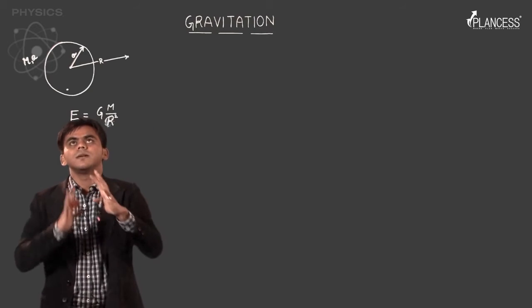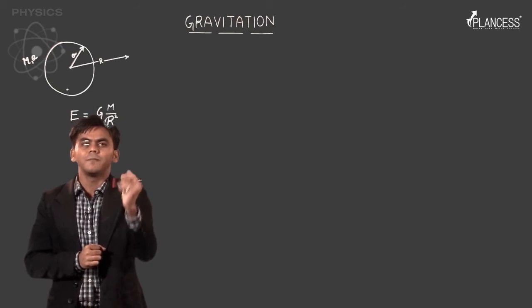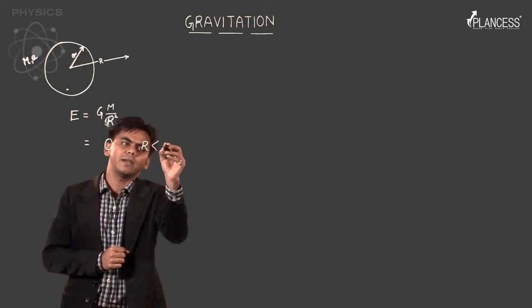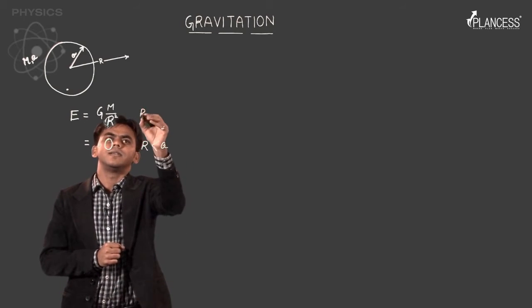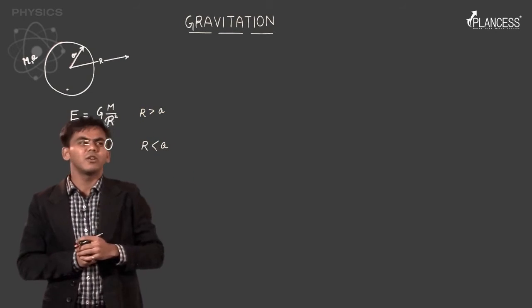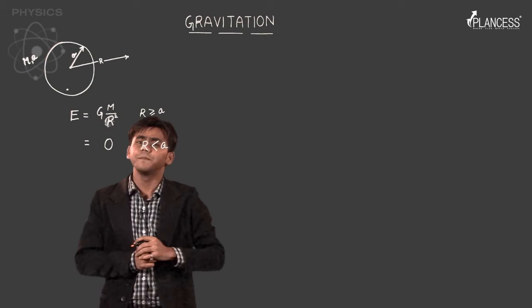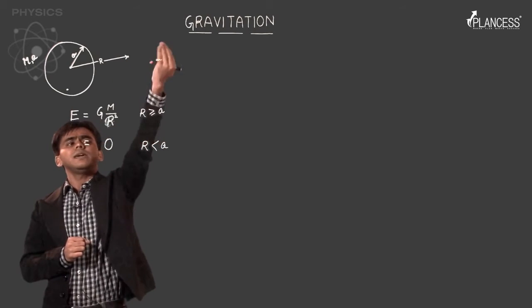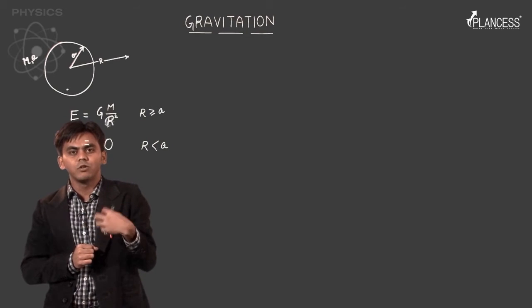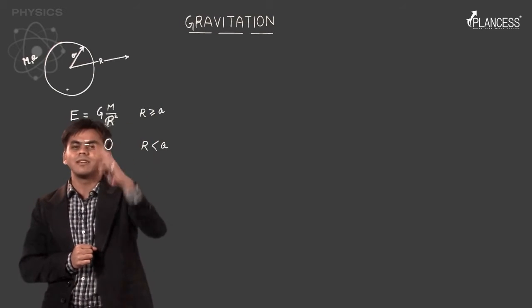So what I can infer from this is that the value of gravitational field at an inside point is 0, which means R is less than A, and if R is greater than A, which is an outside point, it would be GM by R square. Now I can put the inequality here. Why here? Because if I am A away from the center of the hollow sphere, essentially I can think of the hollow sphere concentrated at the center of the hollow sphere, right? Which means this thing is valid.